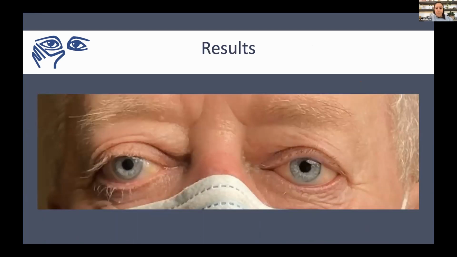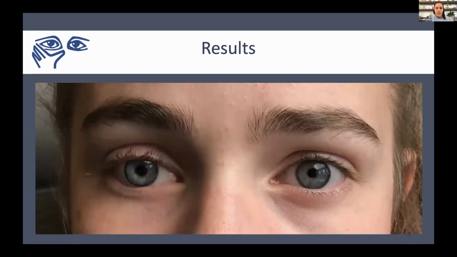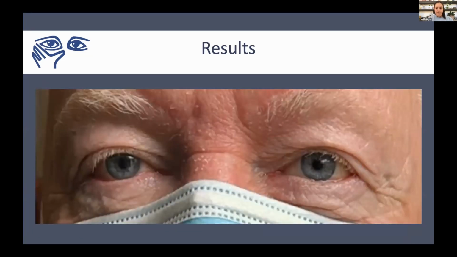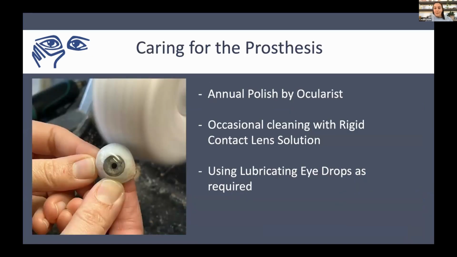Here are some results. This man's prosthesis is the left eye, so right of screen. Right eye, left of screen. Left eye, right of screen. Realize they're all blue, but yes, we do make all colored prostheses.